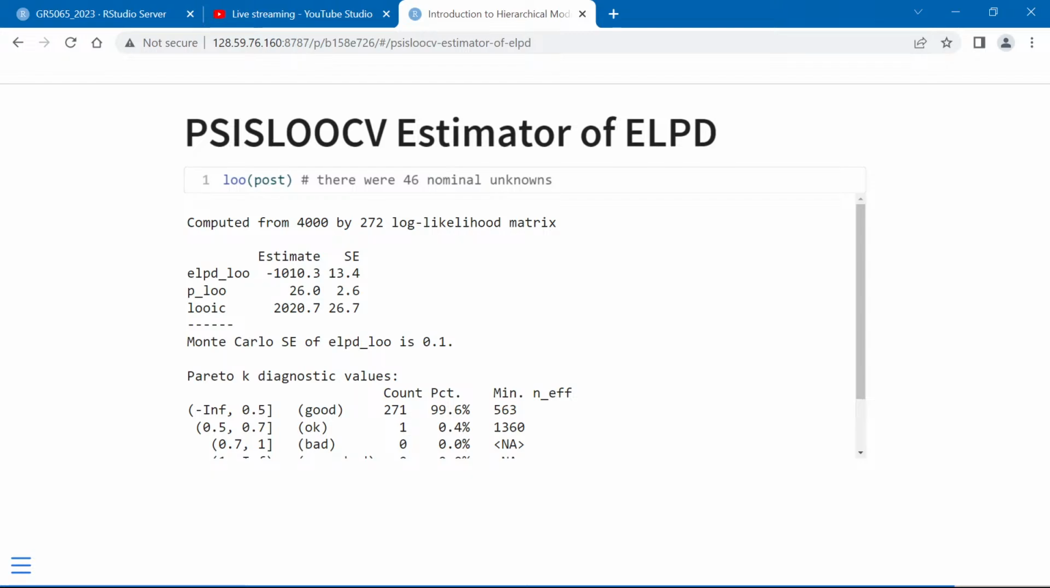You see this, which we haven't really talked about that much yet, effective number of parameters 26. And that is in contrast to the nominal number of unknowns, which is 46, which is like the number of columns of posterior draws that we have 4,000 of. So this effective number of parameters, you can think of it as this model has about the same variance as a model that had 26 parameters but no priors.